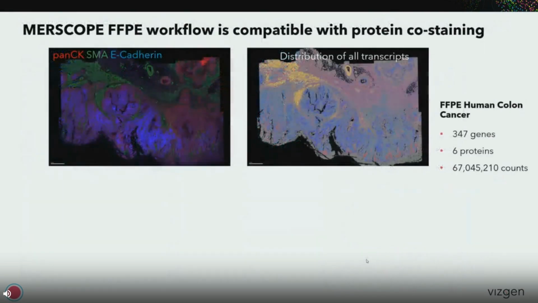So the MERSCOPE FFPE workflow is compatible with protein co-staining as well. On this slide, we performed 6 protein imaging together with a panel of 347 gene measurements. On the left, you're seeing 3 out of the 6 proteins here: pan-CK, SMA, E-cadherin. And on the right, you're seeing the distribution of all transcripts. In this measurement, around 70 million counts were detected with a panel of 347 genes.